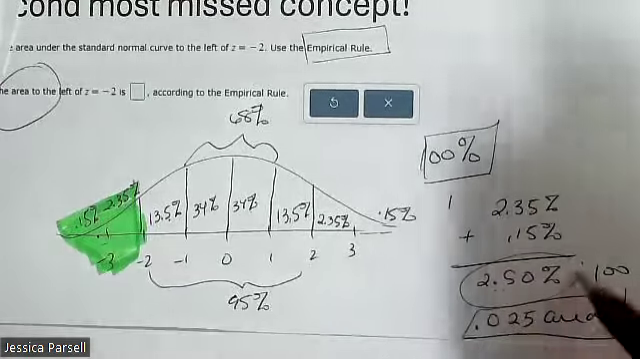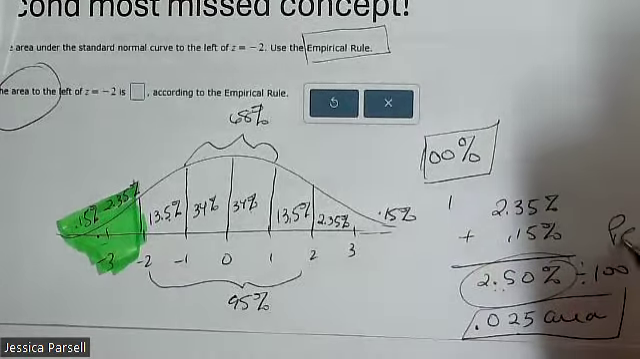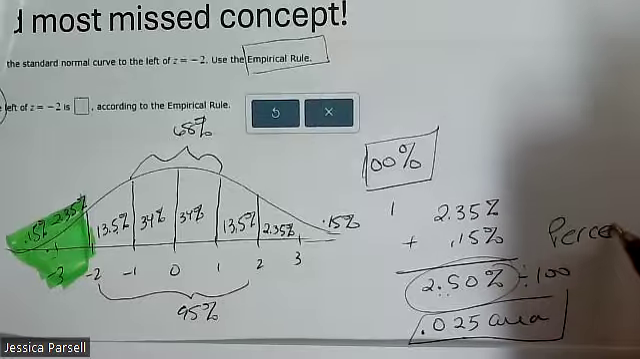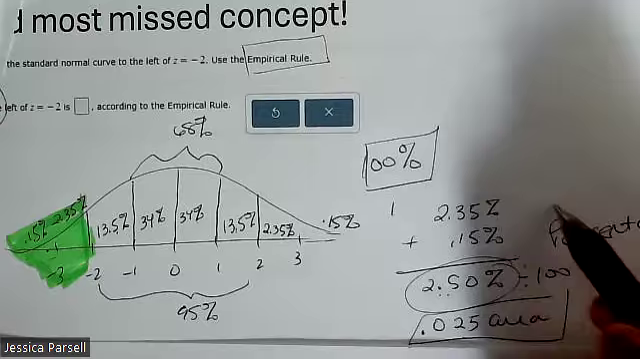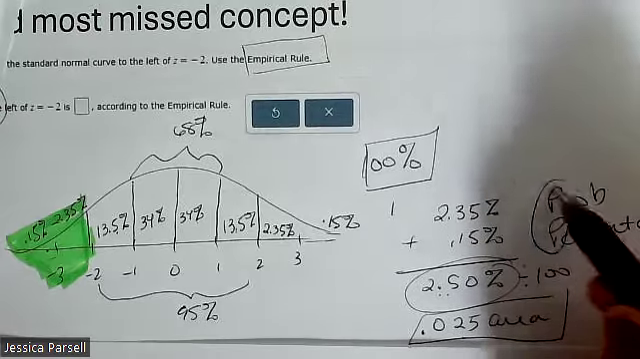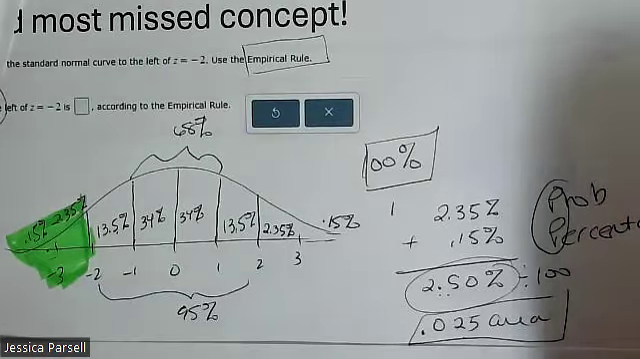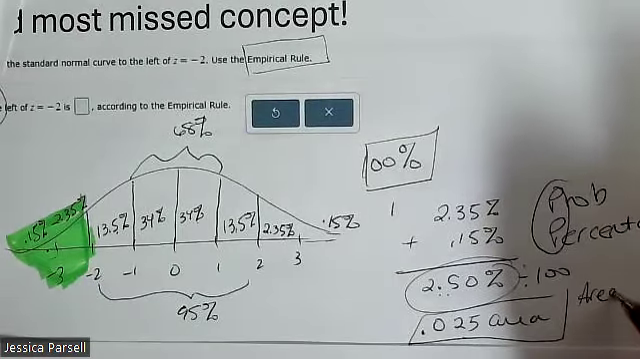So percentage for probability, both are P's. And then area, they want decimals.